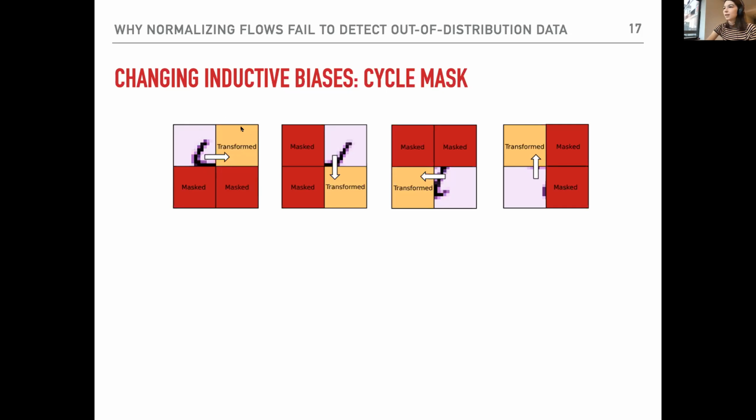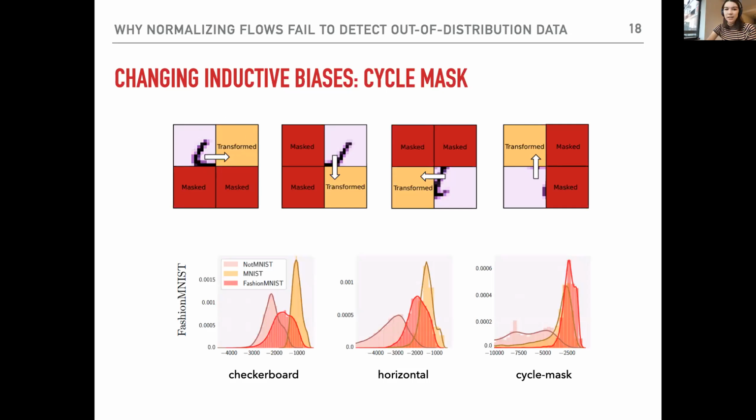for the next quarter. And what we see in practice is that this kind of mask does a better job of assigning higher likelihood to the trained data, the in-distribution data, compared to checkerboard and horizontal masks. Although it doesn't fully resolve the issue, the average likelihood for in-distribution data is higher, and the relative ranking is better compared to the other masks.